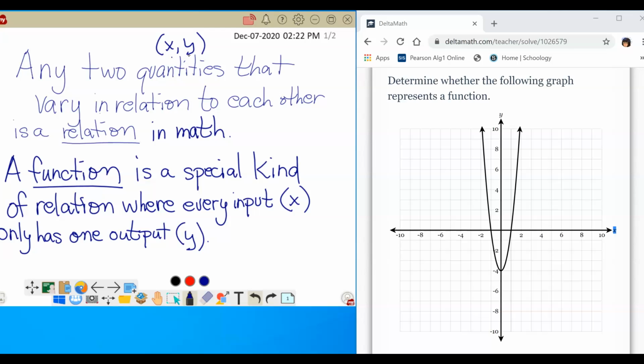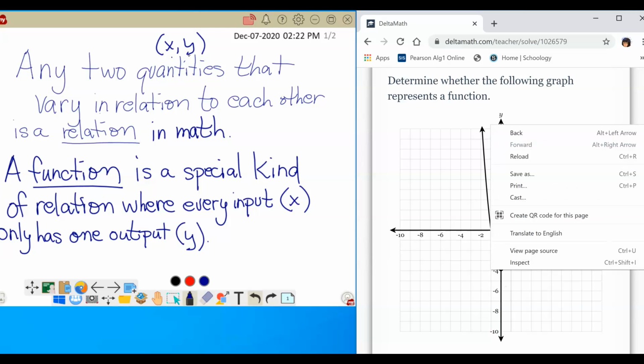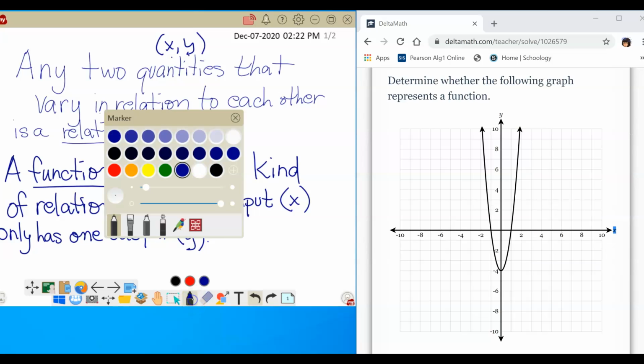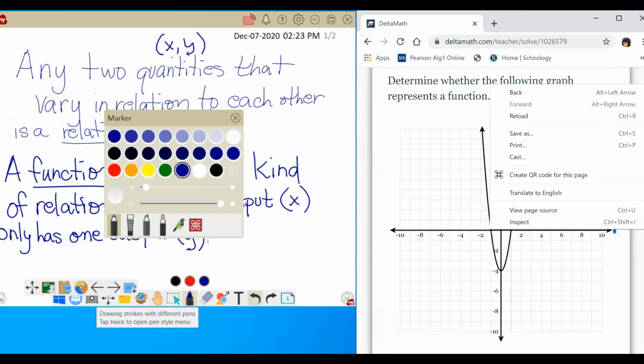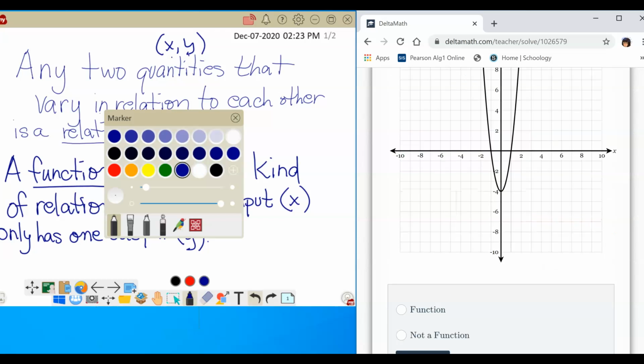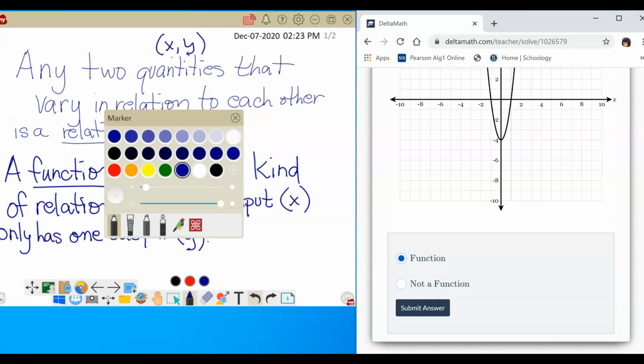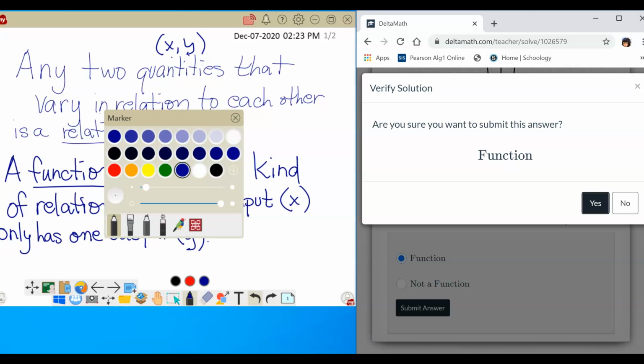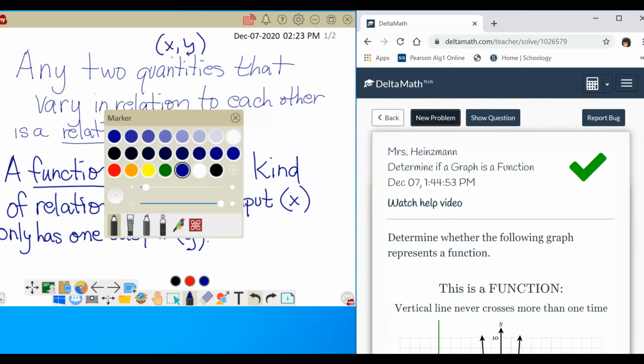So let's look at this parabola here, okay? It's a narrow little parabola. You can see that for every x, there's only one y. When x is 0, y is -4, okay? When x is 1, y is 0. When x is -1, y is 0. See? Every single x only has one y. So I'm going to call this a function and submit my answer. Yes, it is a function.